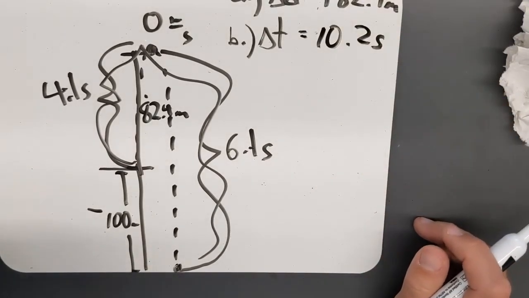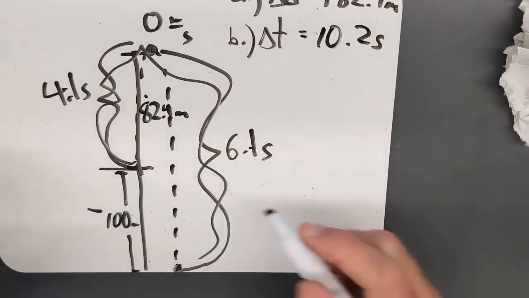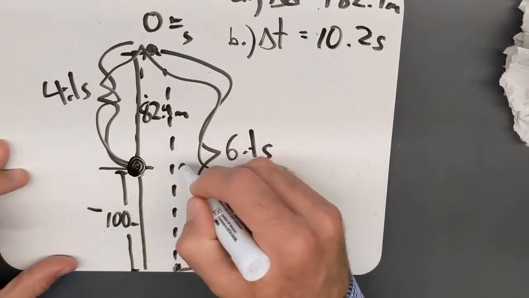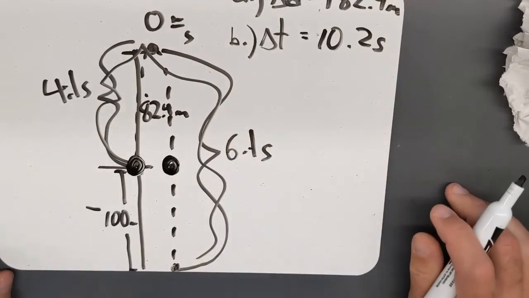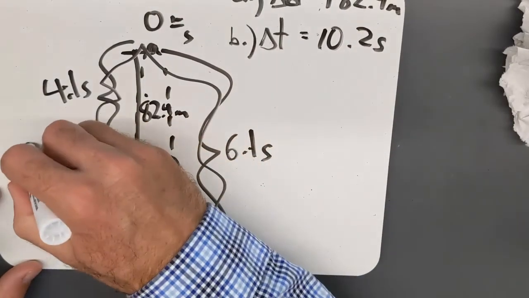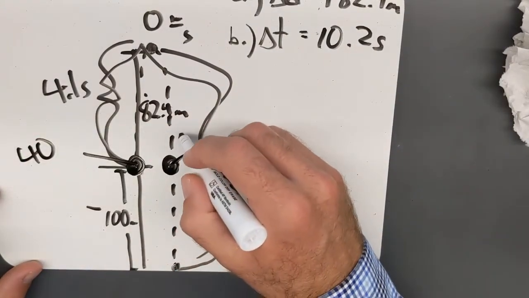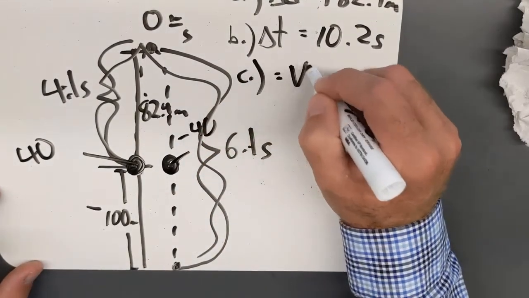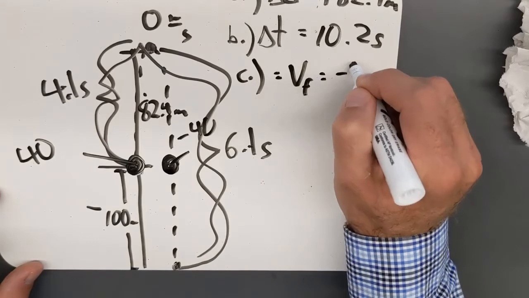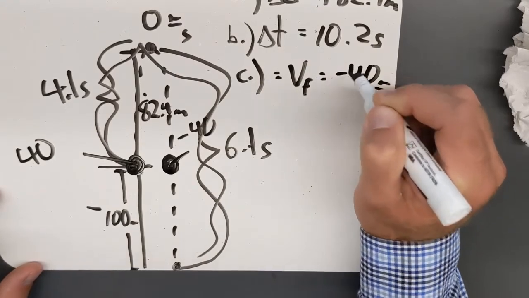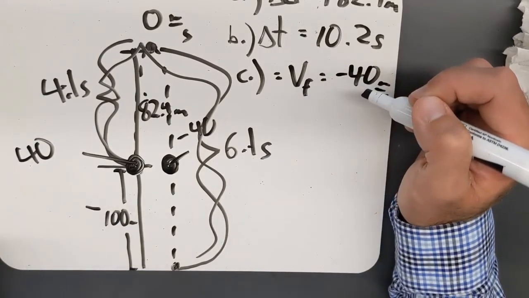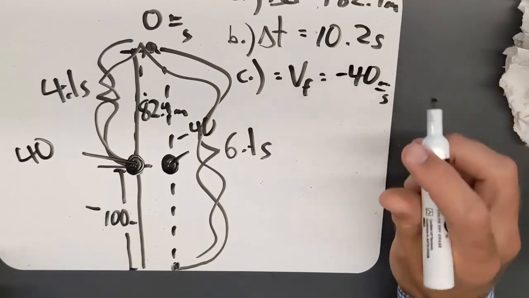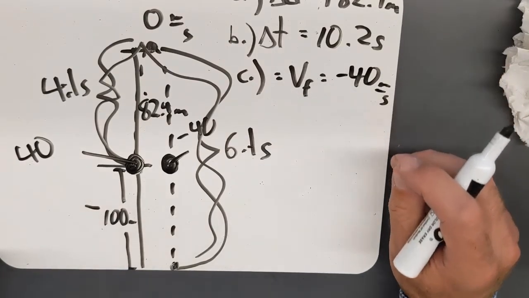What is the velocity of the ball when it gets back to the same height at which it was initially thrown? So if it's here, I want to know its velocity right there. Well, if it's thrown at 40, its velocity there when it comes back down is negative 40. So part C, V final is equal to negative 40 meters per second. That negative is important. It tells us the direction of the velocity. And now we have the last part. What is the ball's velocity when it hits the ground?